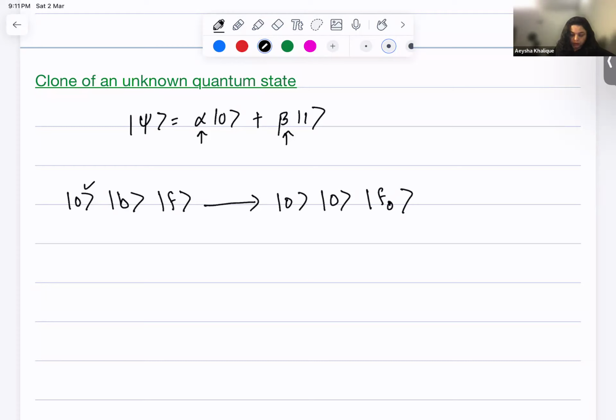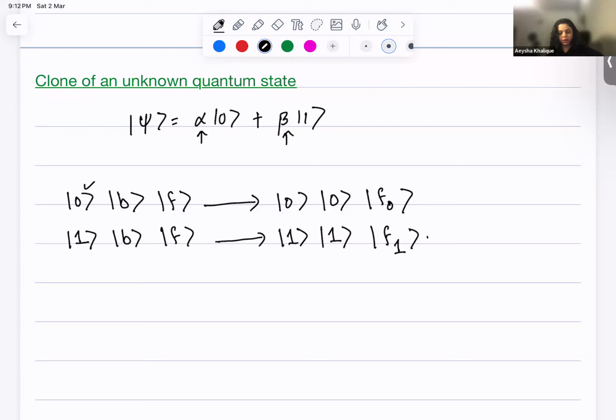And this cloning machine is capable of copying the state 1 as well. So I have state 1, I have the blank copy, and I have the cloning machine in some initial state F. It undergoes the cloning process, keeps the original, which is the state 1, makes a copy of it on the blank copy, which means it should be in the state 1, and my cloning machine will be in some state F1. Okay, so this cloning machine is capable of making a perfect copy of 0 and 1. So now let's see what happens if the state is something else, not really 0 or 1.